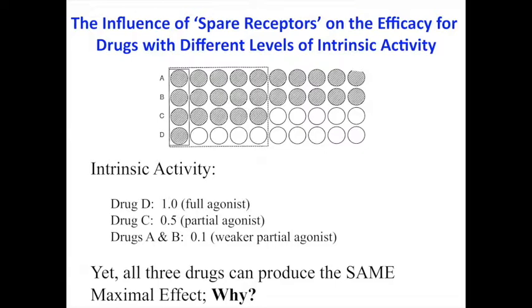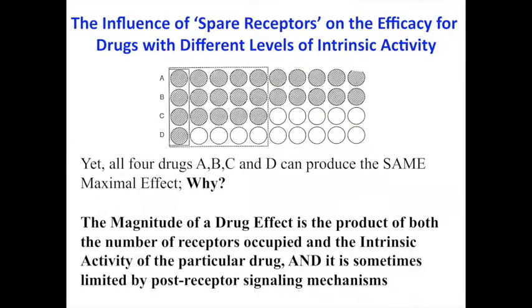Drug D has really high intrinsic activity. We'll give it a 1. C is intermediate, and A and B are even less than that. But they can all produce the same effect if you're measuring some outward effect. Why? Because there are a whole lot of receptors that would be called spares.